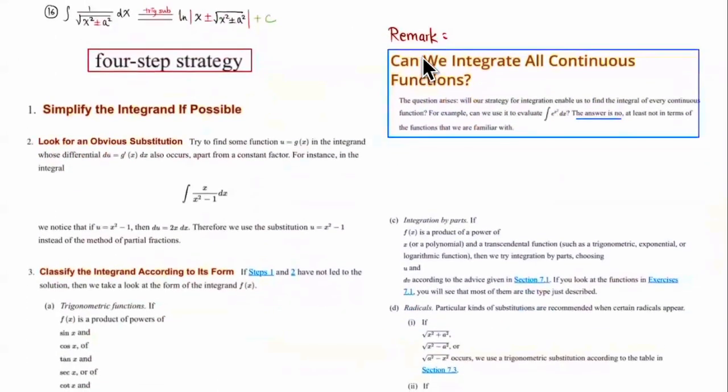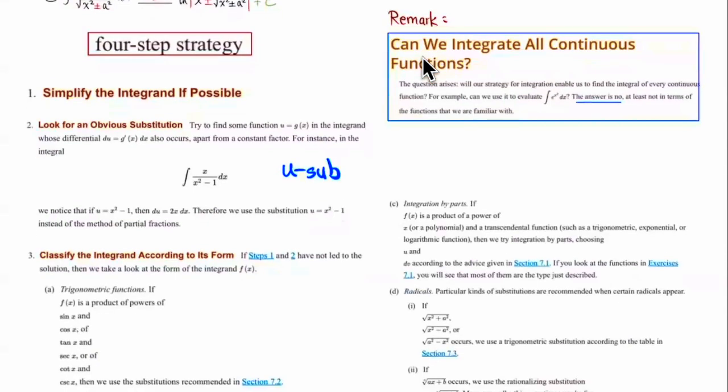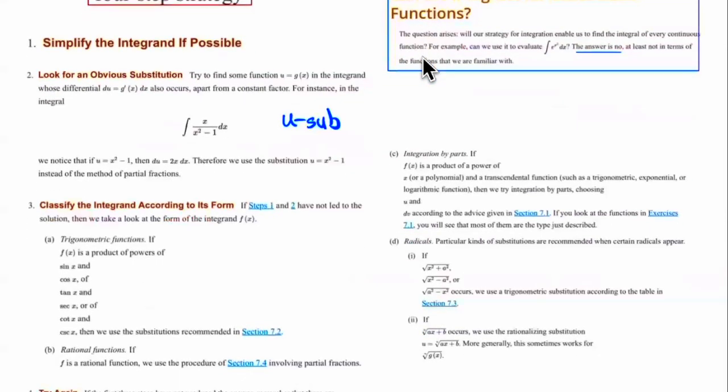And then I have this 4-step strategy right here. So first, you will look for obvious substitution. See if we can do U sub, okay? So can I do an obvious U sub? If you can, then go ahead, okay? Because U sub is actually the most simple method. And then later, you're going to classify the integral according to the form, okay?